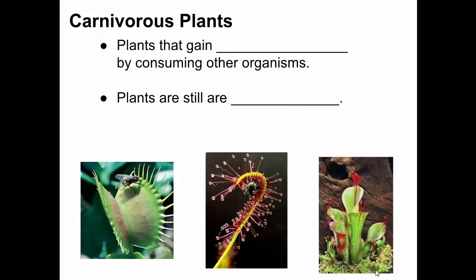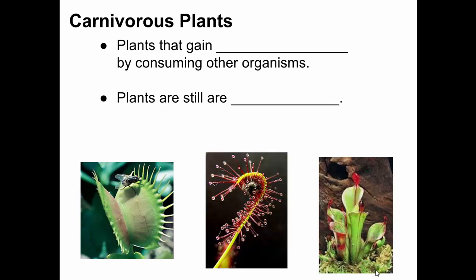There are some plants that are carnivorous. I'm sure you've heard of these. The carnivorous plants are still autotrophic. So plants are autotrophic, all plants, okay? So they make their own food using photosynthesis, even these plants.